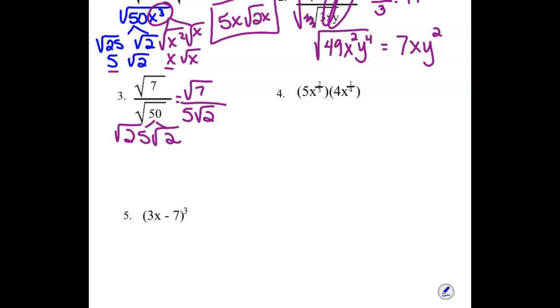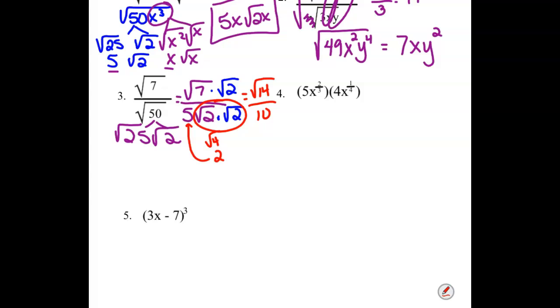To get rid of this square root of 2, which we can't leave in the denominator, I need to multiply by another square root of 2. The numerator becomes the square root of 14. The denominator, when I take a root 2 times a root 2, that's the square root of 4, which is just 2. And 2 times that 5 would give me a 10. So my simplified answer for that would be the square root of 14 over 10.